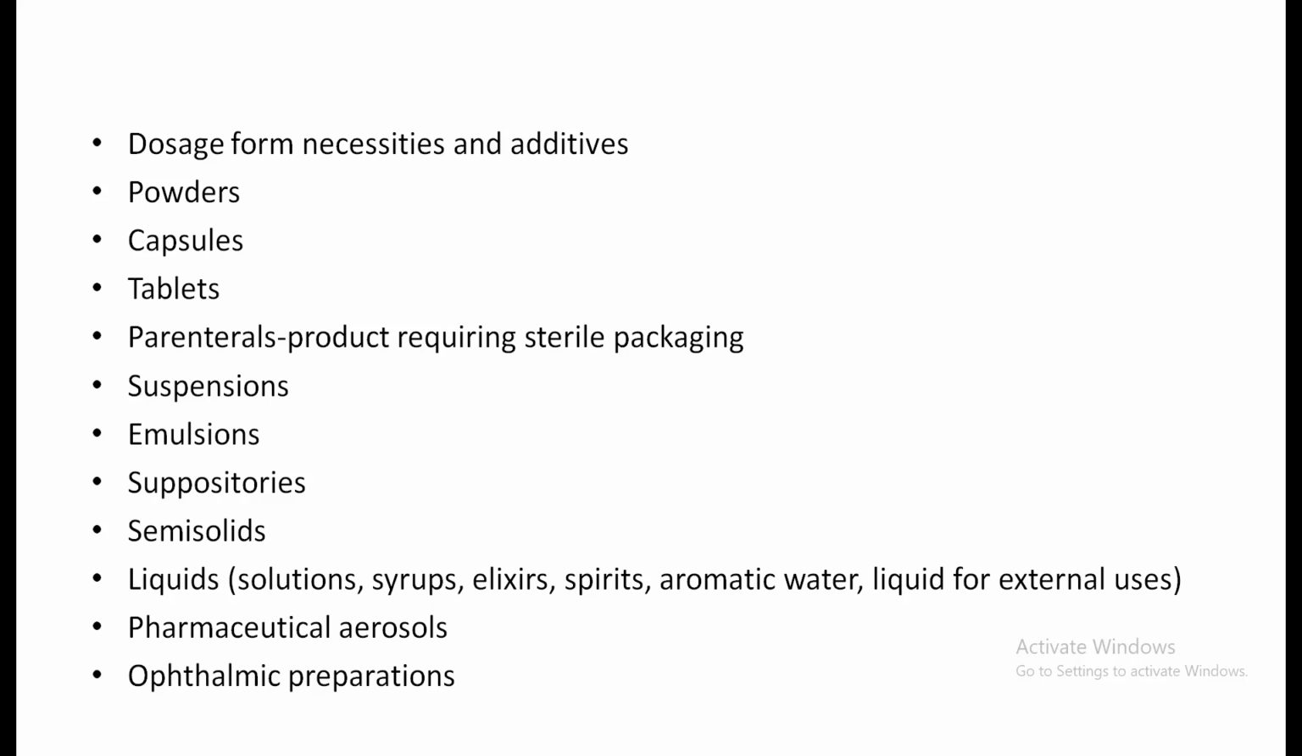So under solid dosage forms, we got powders, capsules, and tablets. Then when we go for liquid dosage form, we can call that monophasic and biphasic. Monophasic is going to be all liquid: liquid orals, syrups, elixirs, spirits, aromatic waters, and liquid forms for external use like infusions. Later, the biphasic systems: suspension, emulsion, and semi-solids like ointment, paste, jelly, creams, suppositories, and pharmaceutical aerosols, and ophthalmic products. Ophthalmic products have all the categories, even liquid dosage forms, gels, drops, and so on.